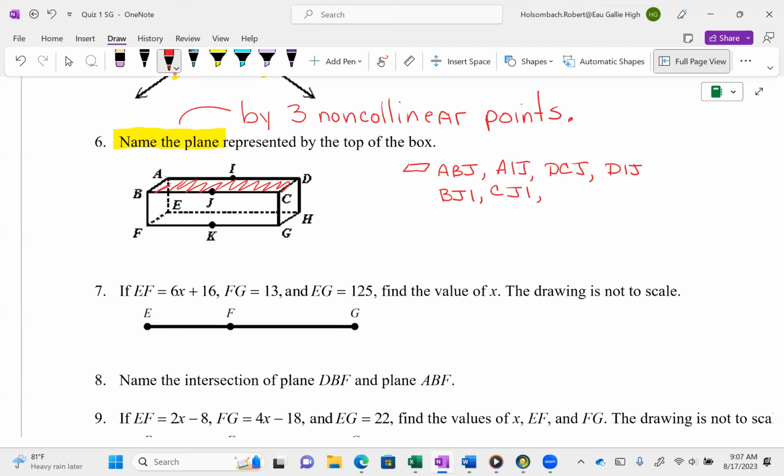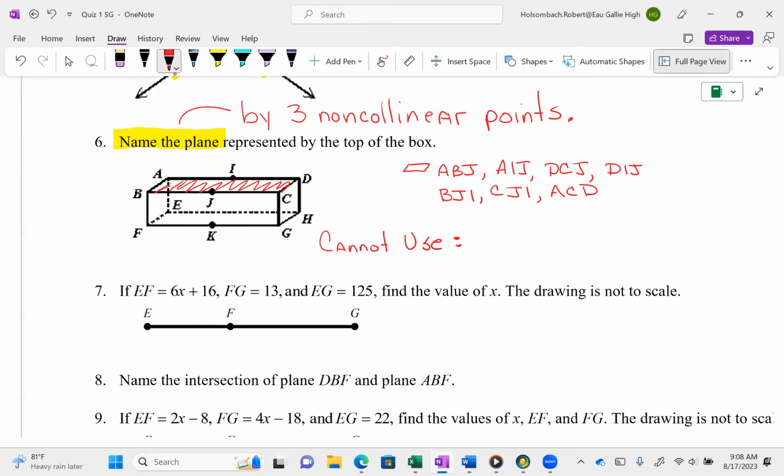We can go A, C, D. So there's a bunch of ways that you can name the plane that represents the top of the box. Can anybody tell me which 3 points you cannot use?